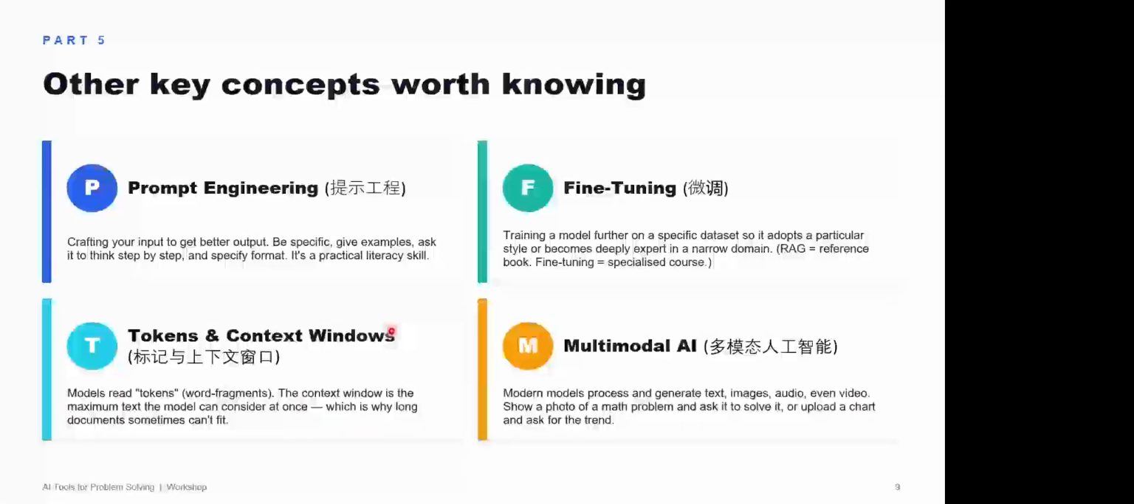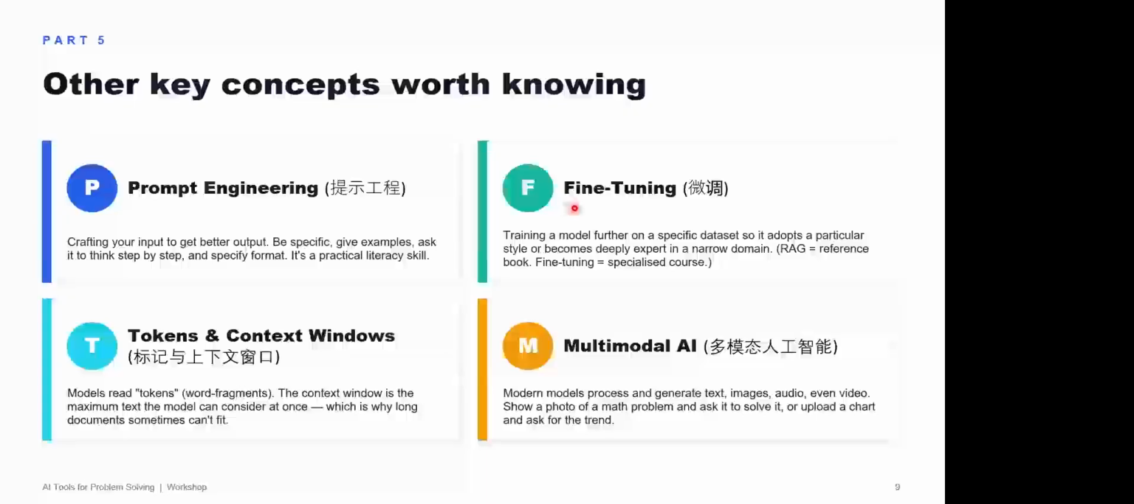Okay, next are other key concepts worth knowing. Prompt engineering is how you ask, the art of asking the AI, the prompt, the input, and then it can provide you the output. So this one you have to learn also, because you need to know how to ask. Then only it will give you the answer that you want. So it's a practical literacy skill.